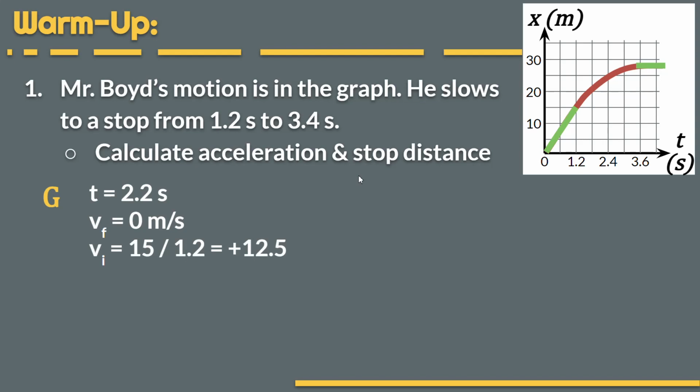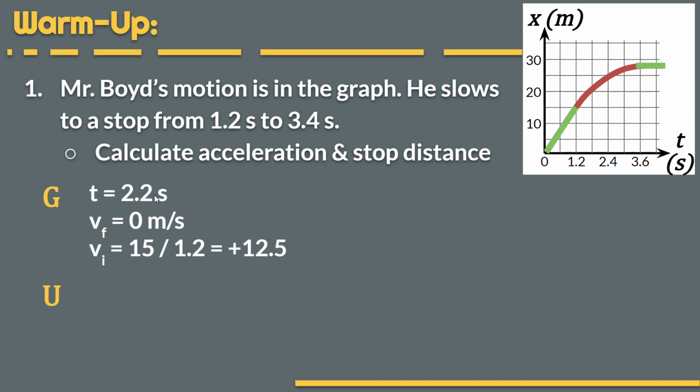My initial velocity is not, again, given to me, but how am I going to figure out how fast I'm going at the start of this at 1.2 seconds? The slope, rise over run, because this is a straight line going into that curve. So you just need to find the slope of that little green line segment there, which is rise 15 over run 1.2. 15 divided by 1.2 is 12.5. It's positive 12.5 specifically because it's in the forward direction on my graph. That should be in meters per second. I don't think I typed the units. So that's the information I'm given.